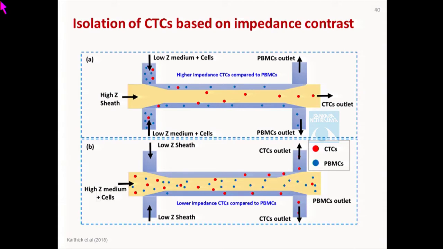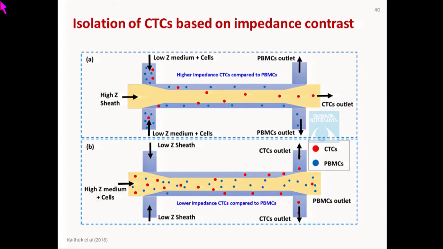So here what happens is you have a low impedance medium containing the cells coming through the side inlets and a high impedance sheath fluid at the middle. So what you do is, depending on the cancer cell, you control the acoustic impedance of the medium so that if the medium and the particle impedance match, the particles will not move. Okay, so these white blood cells will not move. The white blood cells just simply follow the streamline that they are in.